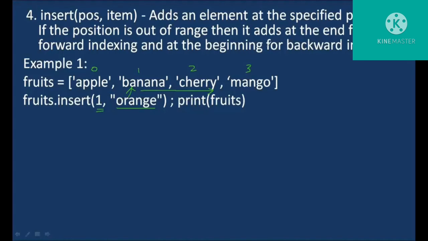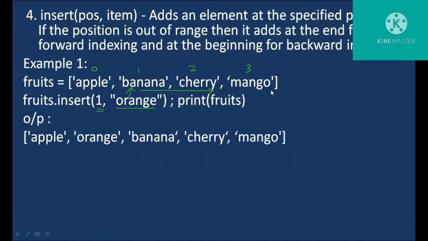Now let me just update and show you. So the index numbers here: this is 0, this is 1, this is 2 and this is 3. Where do you want to insert orange? At index number 1, which means orange will come here. And then banana, cherry, mango all have to shift one position to the right. And I have apple, orange, banana, cherry, mango.